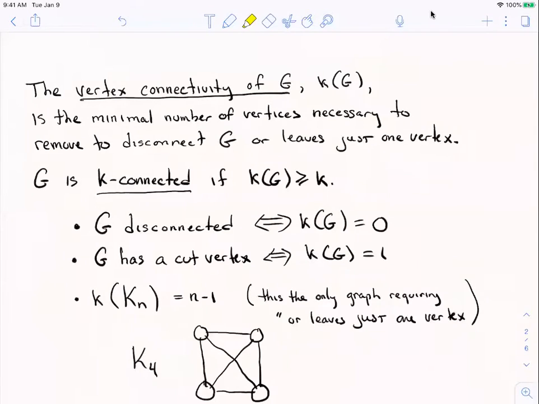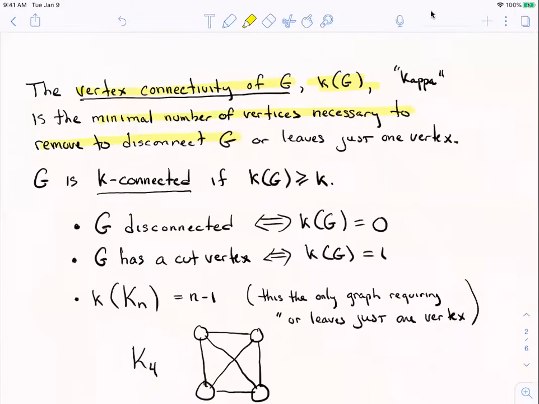So the first one is the so-called vertex connectivity of a graph. It's denoted by this kappa of G. In my handwriting, that kappa looks like a K, but if you look closely in your book, it's not a K, it's the lowercase Greek letter kappa. Kappa of G is the vertex connectivity. And what is it? It's the minimal number of vertices that you need to remove to disconnect your graph.